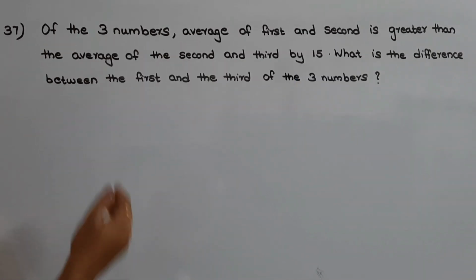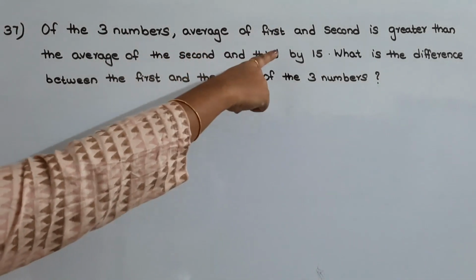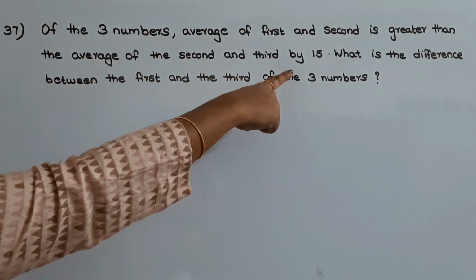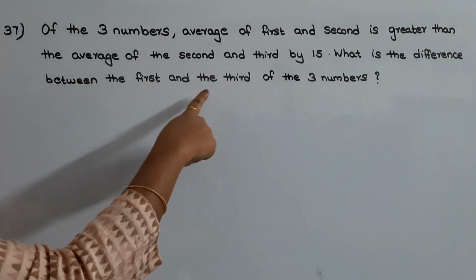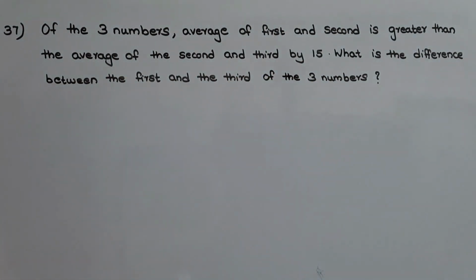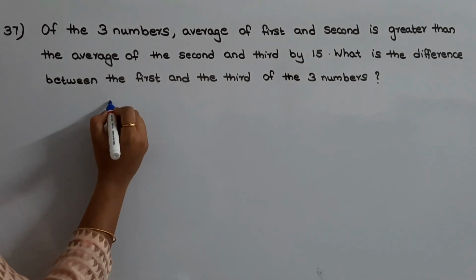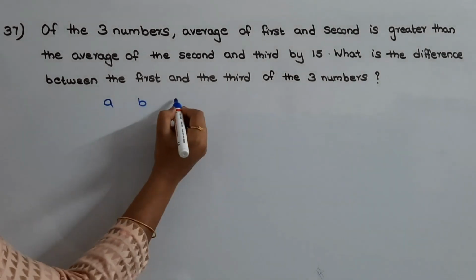The next question is, of the 3 numbers, average of first and second is greater than the average of the second and third by 15. What is the difference between the first and third of the 3 numbers? Okay, so in this question they are telling that there are 3 numbers. So let us consider the numbers as A, B and C.